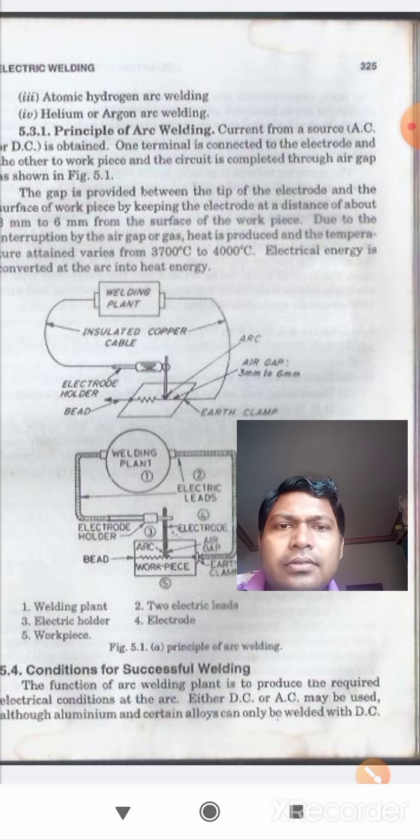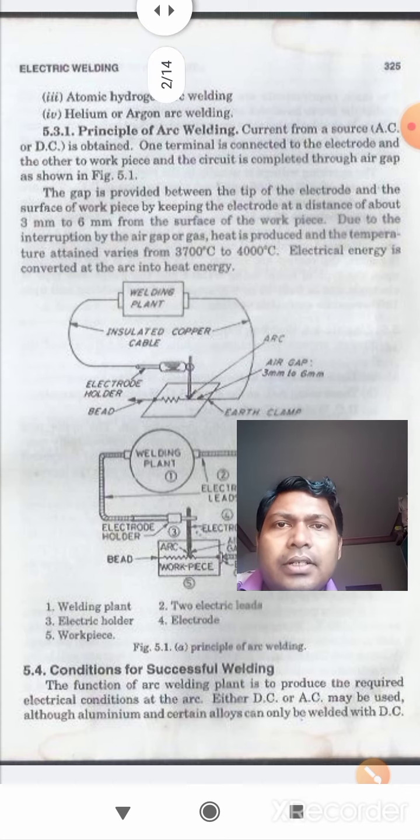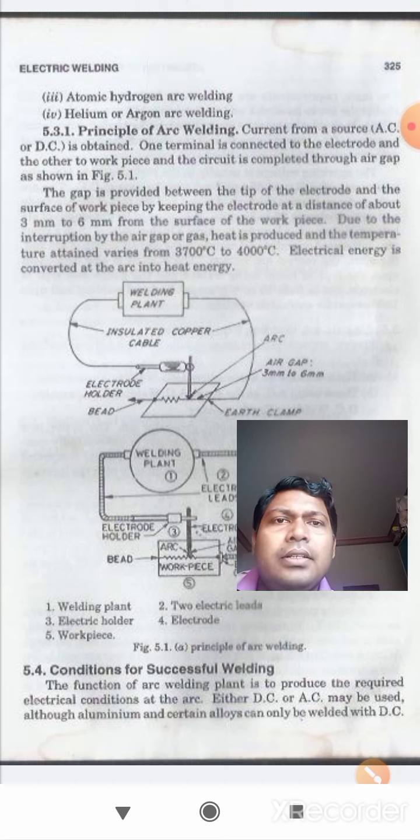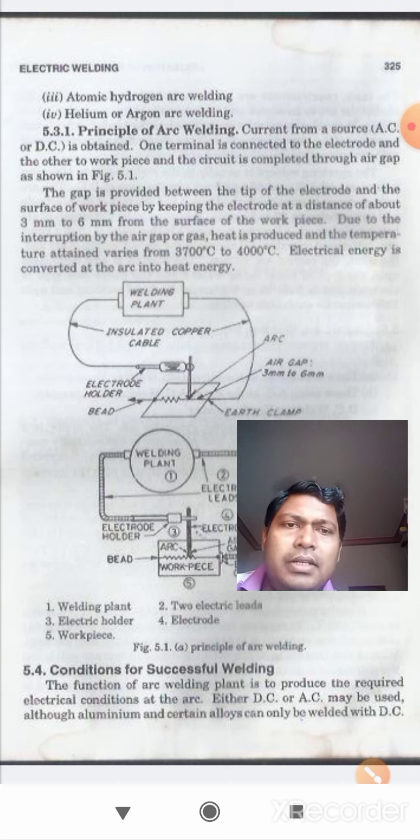Now students, we will understand its working. The gap is provided between the tip of the electrode and the surface of the workpiece by keeping the electrode at a distance of about 3 to 6 mm. So the distance which we have to maintain over here is 3 mm to 6 mm, so as to maintain the arc. Otherwise what will happen? The arc will vanish or extinguish.